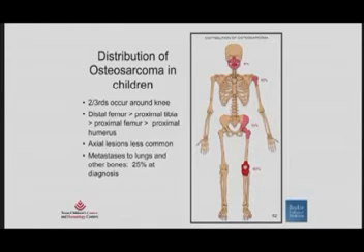Osteosarcoma can either be localized, that is, only occur in the bone where it starts, or it can also be metastatic, which means that it has spread to other parts of the body, most typically the lungs and other bones. About 25% of patients present with metastatic disease.